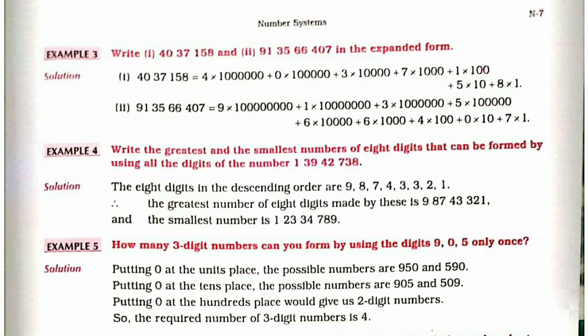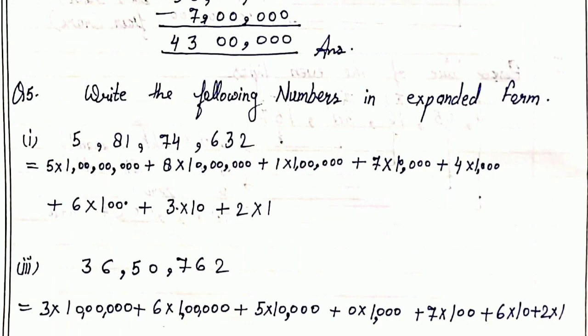So here you can see 4 is here, we multiply with this number, then 0 we multiply with this number, then 3 multiply with this 10,000, then 7 multiply with 1000, then 1 multiply with the 100 because it is situated in 100 place, 5 multiply with 10 because 10 place is there, and then 8 multiply with 1. So in this way we can write in expanded form.